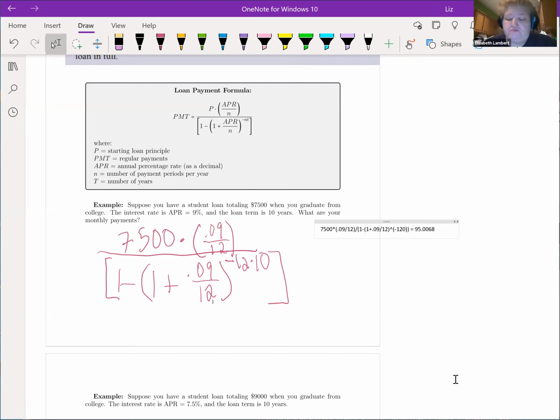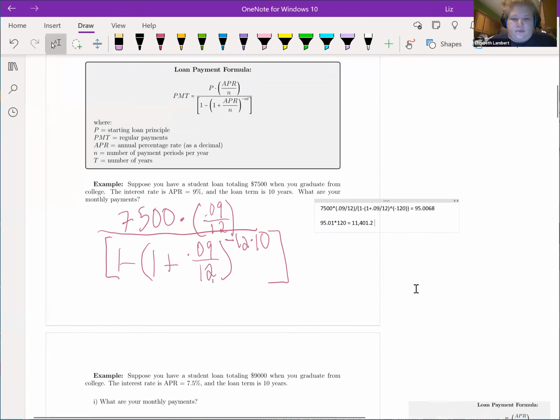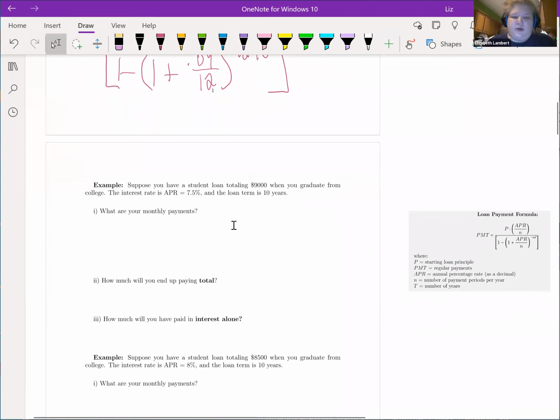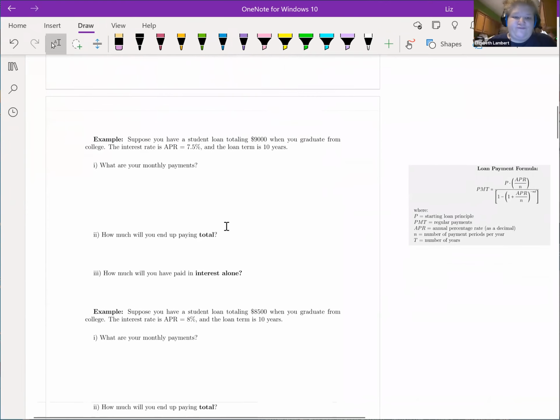All right. Now, if you're curious, if we take that 95.01 times the 120 payments, you are going to actually pay over the course of 10 years $11,401.20. Which, if you then subtract the 7,500 off, you're going to see it's almost $4,000 extra. But that's the price of taking a loan. You're borrowing against your ability to repay it in the future.